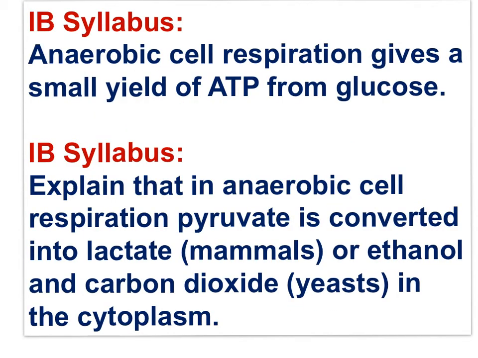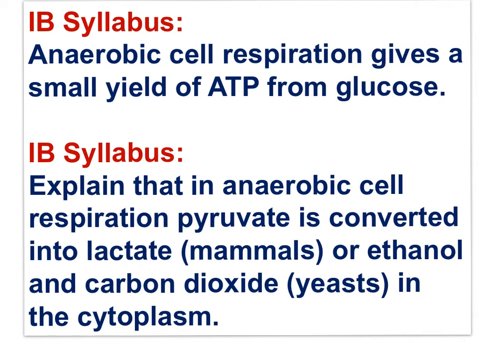Having memorized the summary equation for cell respiration, it should have crossed your mind that we have not yet seen oxygen as a reactant or carbon dioxide as a product. So far, the part of respiration we've studied has been anaerobic, no oxygen required. So here is the relevant IB syllabus statement that states what we already know. Anaerobic cell respiration gives a small yield of ATP from glucose.